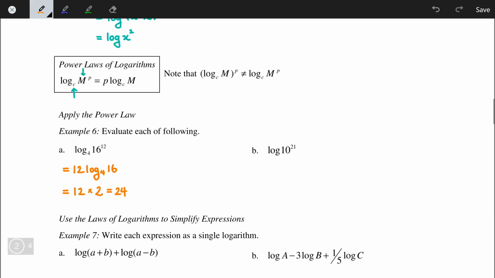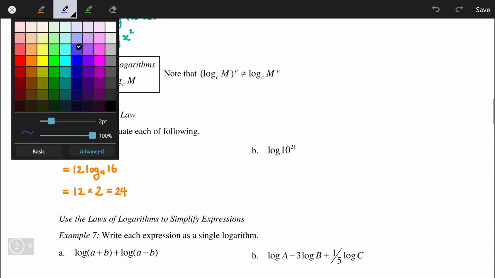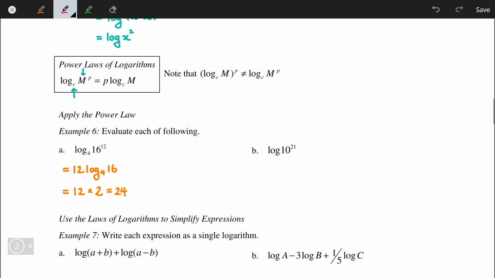Okay. Alternatively, we could have also done the following. And that is, we could rewrite 16 as a power of 4 in the argument. So this would be 4 squared to the 12th power, like so. And of course, we have a power of a power, so we can multiply the exponents. 2 times 12 is 24. So we also get 24 this way. So just confirmation of our answer using the power law.